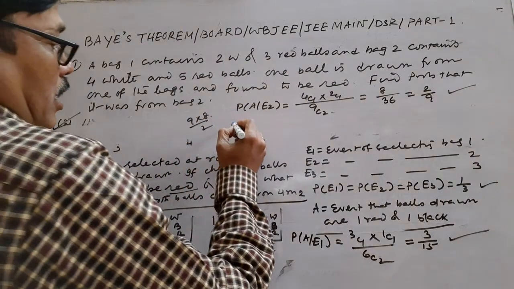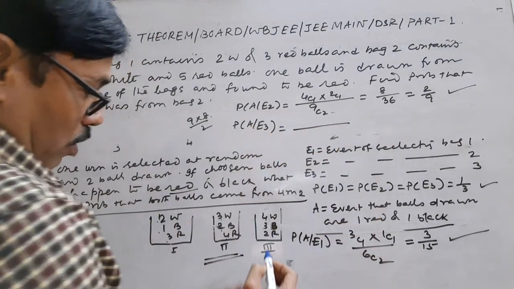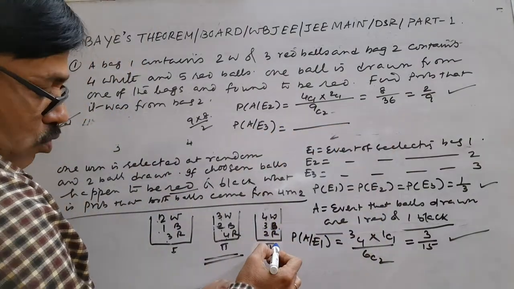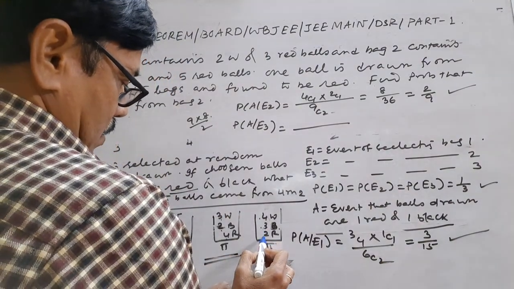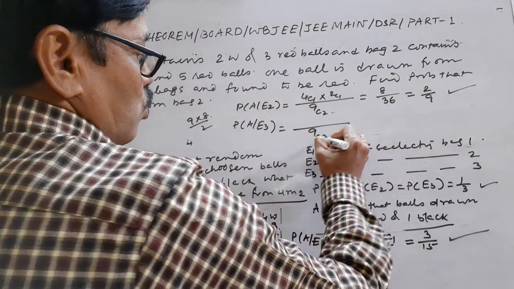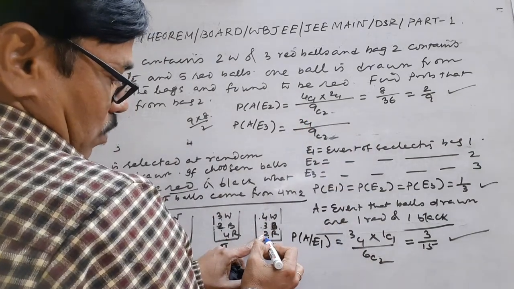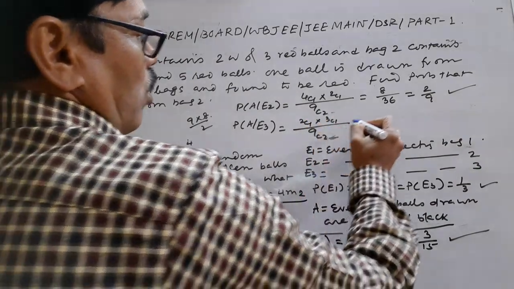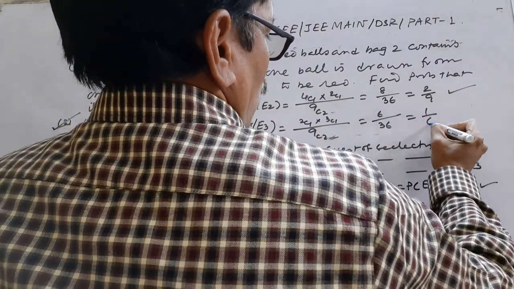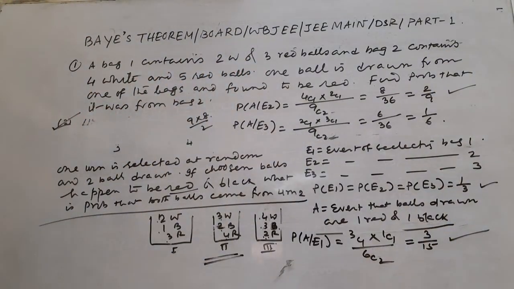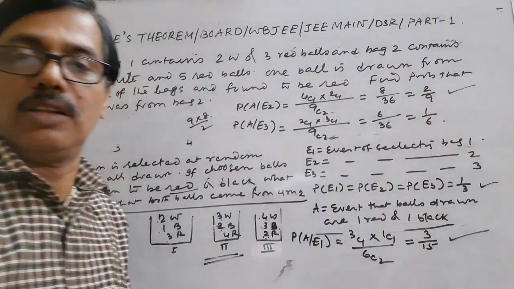Now P(A|E3). 1 red and 1 black from bag 3, 2, 7, total 9. So this is 9C2. So 2C1, 1 red out of 2, 1 black out of 3. So 6 by 36. So this is 1 by 6. So we are getting P(A|E1), P(A|E2), P(A|E3).